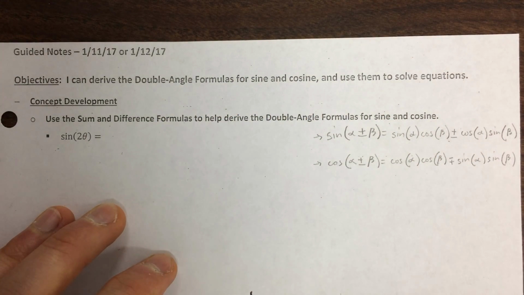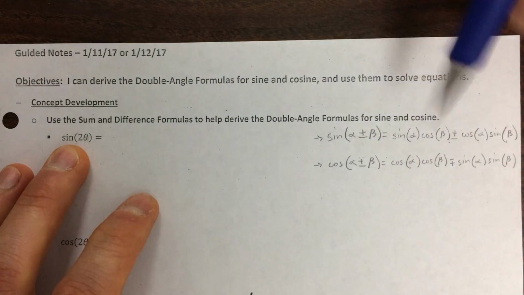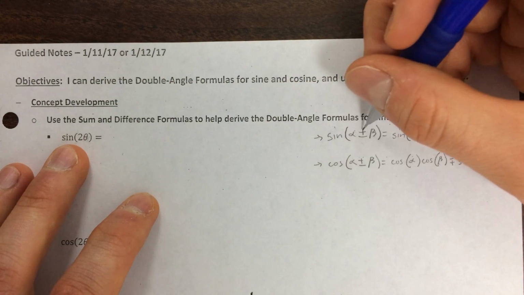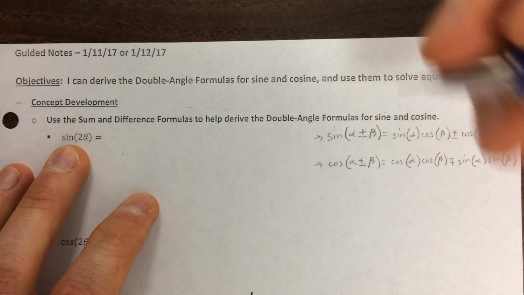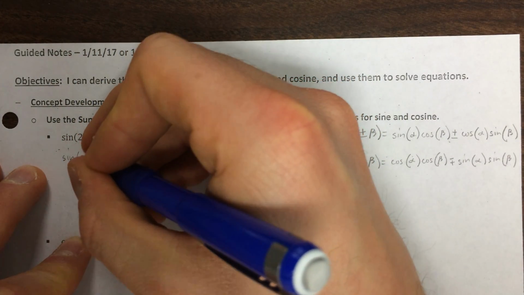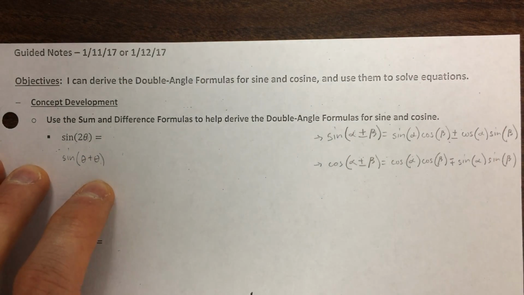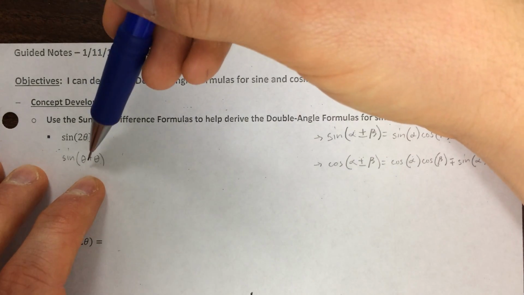And in class, what we said is it'd be great if we could figure out, instead of having 2 theta here, if we could split 2 theta up as addition. Or in other words, if we could have something plus something equal 2 theta. And what we said is this would become sine of theta plus theta, since if you do theta plus theta, you would end up with 2 theta.